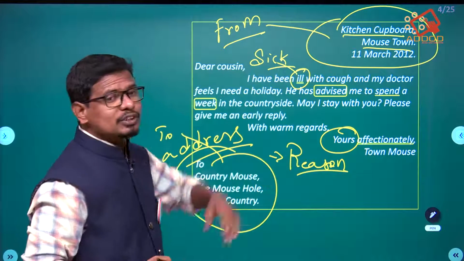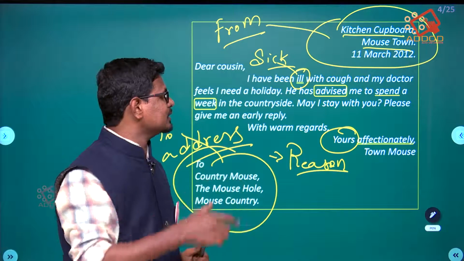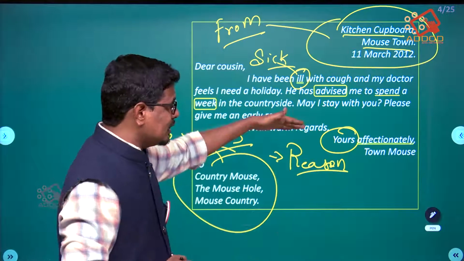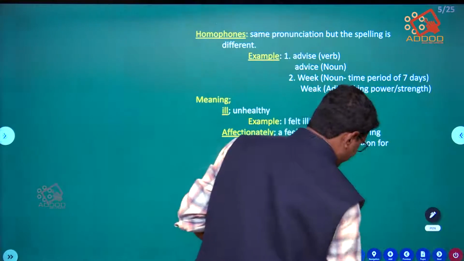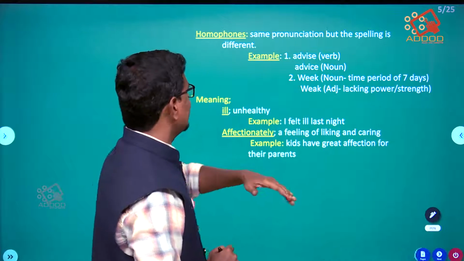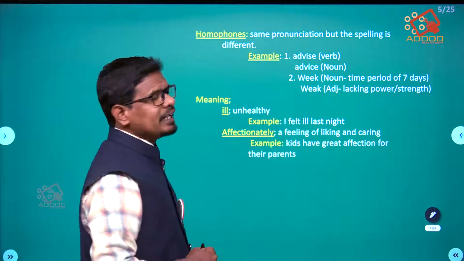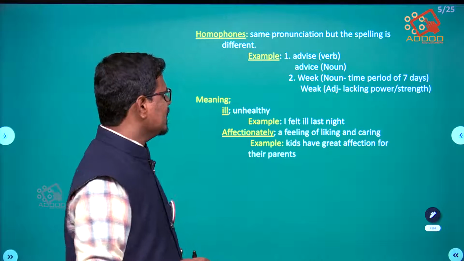And he advised to spend some time, or a week, in the countryside. Okay, so may I stay with you? So the town mouse requested, and there would be an early reply from the country mouse. So here we have homophones: same pronunciation, but the spelling is different.